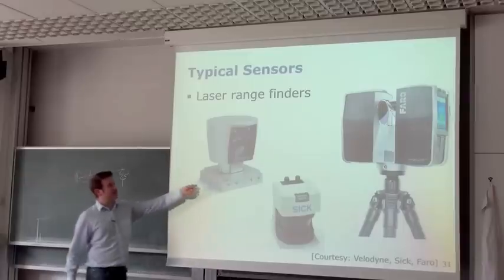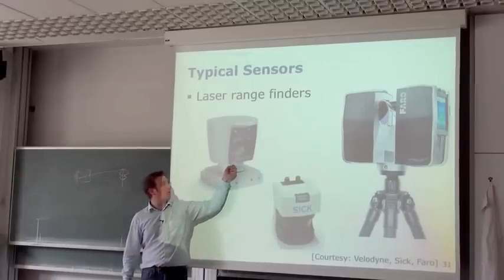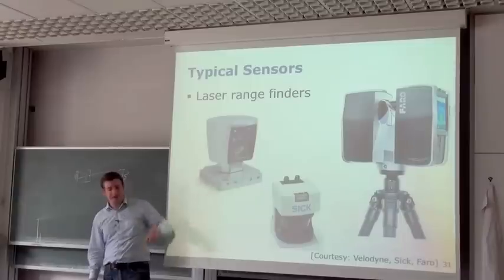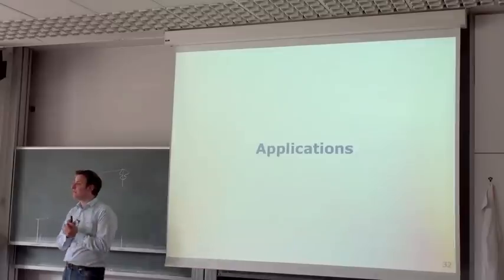And this is actually a Velodyne scanner. This is one of those scanners that most of the autonomous cars actually use today, or modern variants of this. This was actually the first one over here. Which brings me to the next block of applications.